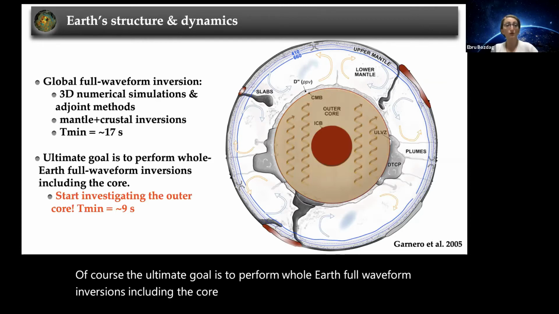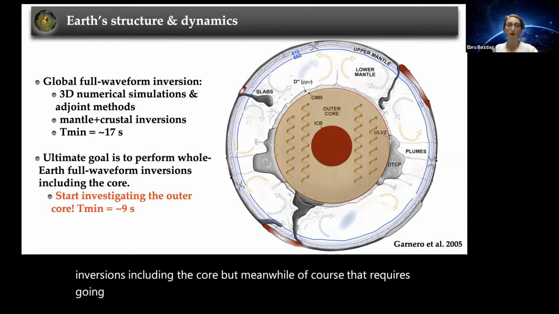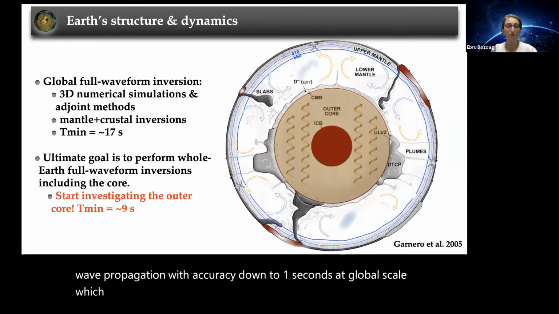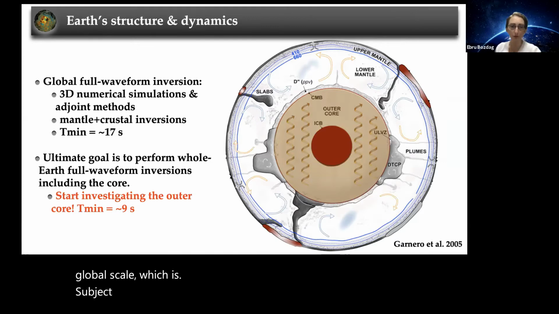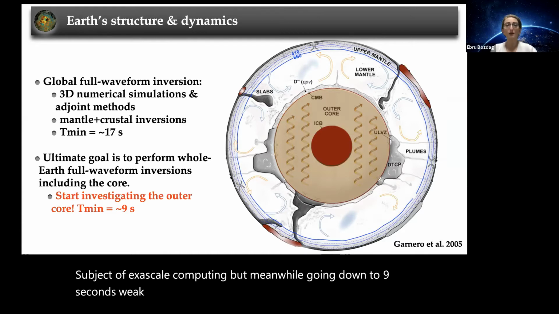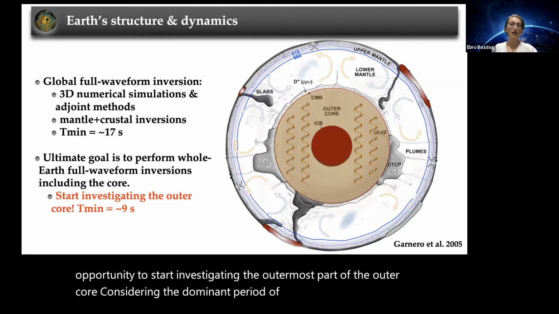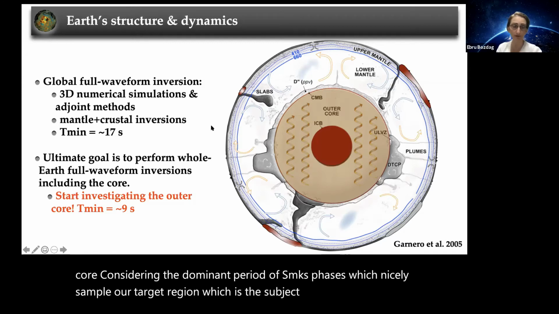But meanwhile, of course, that requires going down to 1 second and routinely simulating seismic wave propagation with accuracy down to 1 second at the global scale, which is the subject of exascale computing. But meanwhile, going down to 9 seconds, we can do it successfully, already gives us a great opportunity to start investigating the outermost part of the outer core, considering the dominant period of SmKS phases, which nicely sample our target region, which is the subject of our NSF proposal.